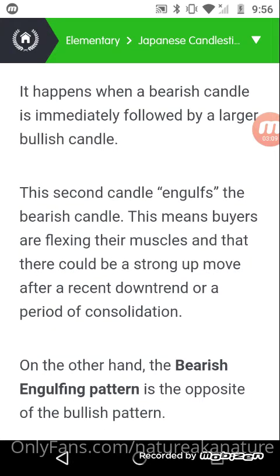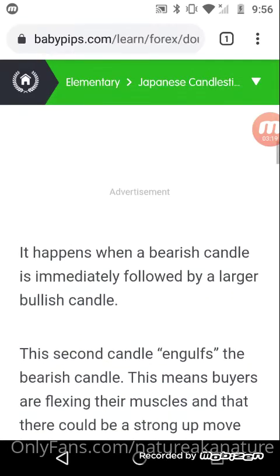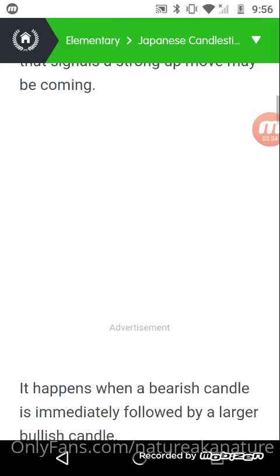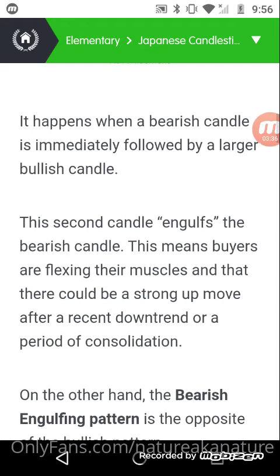So this means that buyers are flexing their muscles and there could be a strong up move after a recent downtrend or a period of consolidation. As I said, you usually see a bullish engulfing, which means it's going up, after a major downtrend, or after some type of consolidation.